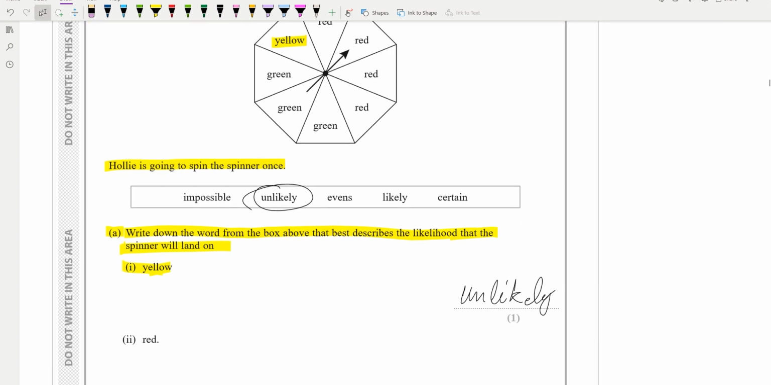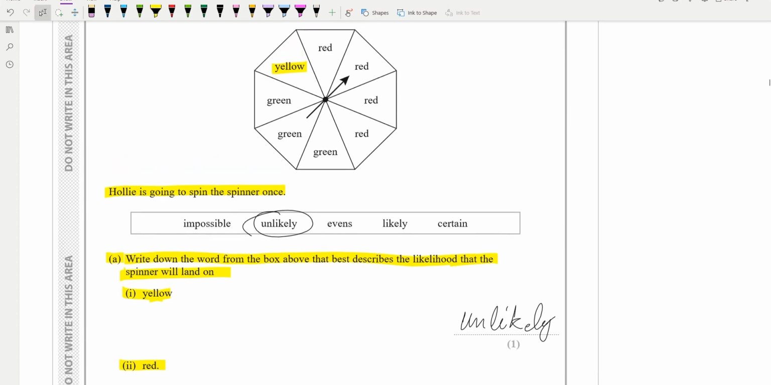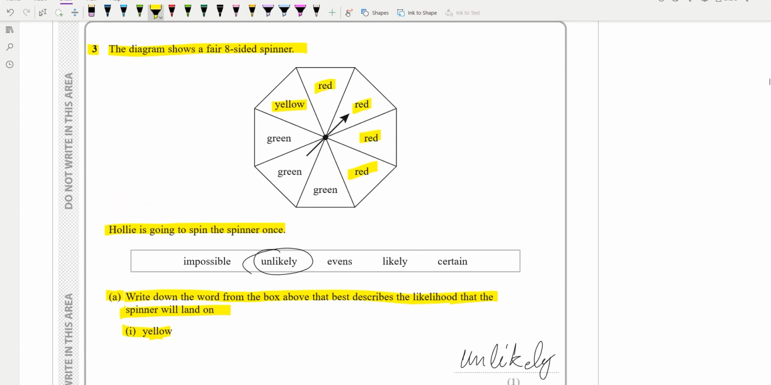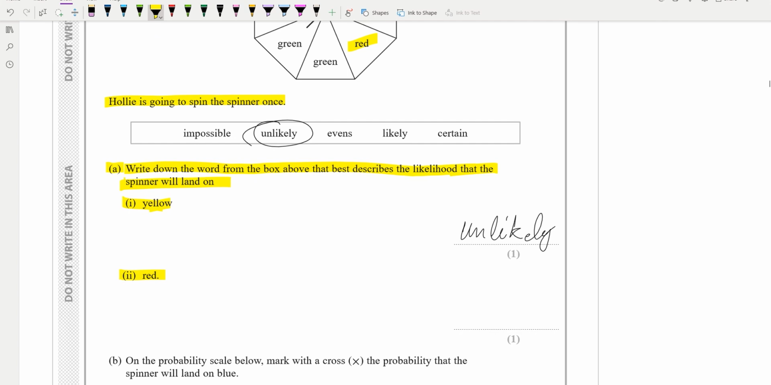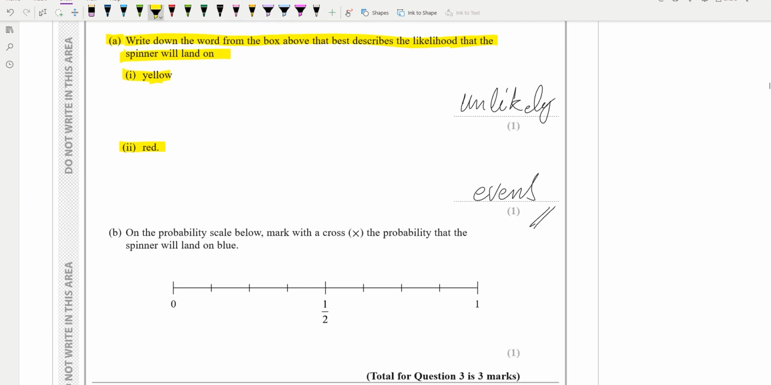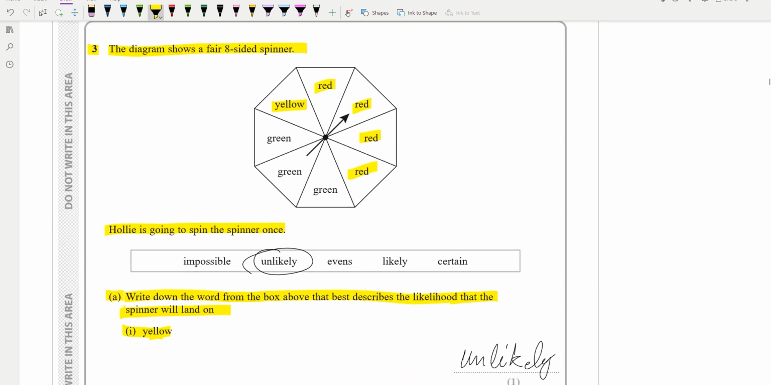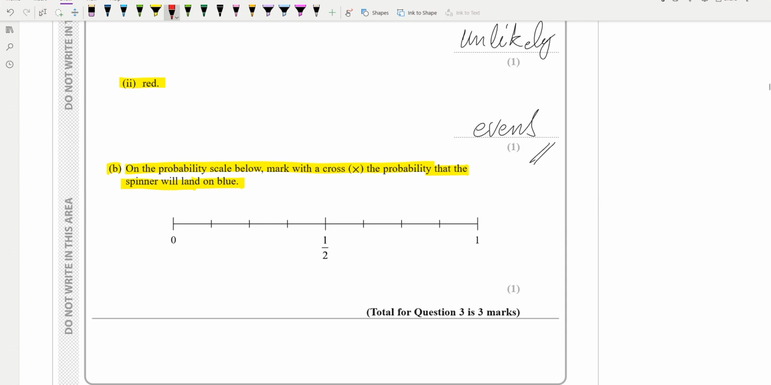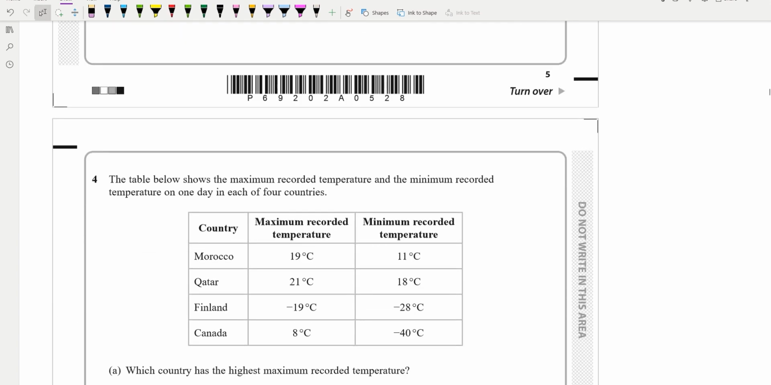And the second option is red. For red, we will be checking. Red is 1, 2, 3, 4 times out of 8, so it has even chance, so our answer will be evens, and this is also 1 mark part. Then B part, they're saying on the probability scale below, mark with a cross the probability that the spinner will land on blue. So blue, if we check the spinner, there's no blue, so the probability will be 0 and our mark will be over here. This will be 0 mark and this is 1 mark part, which is done.